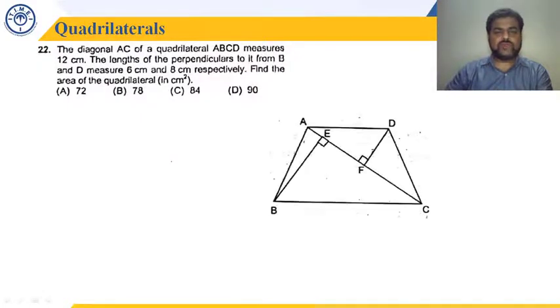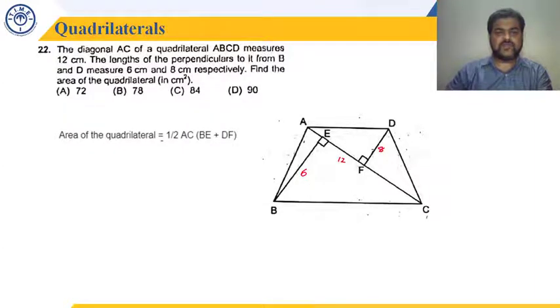If we draw the figure like this, it will be the same figure as we have seen in the previous slide. ABCD is the quadrilateral, AC is the diagonal which measures 12 centimeters. The lengths of the perpendiculars drawn from B and D measure 6 centimeters and 8 centimeters. So BE is 6 and DF is 8 and AC is 12. So what will be the area?